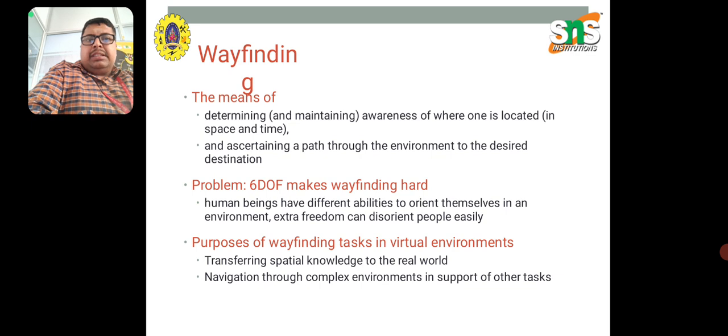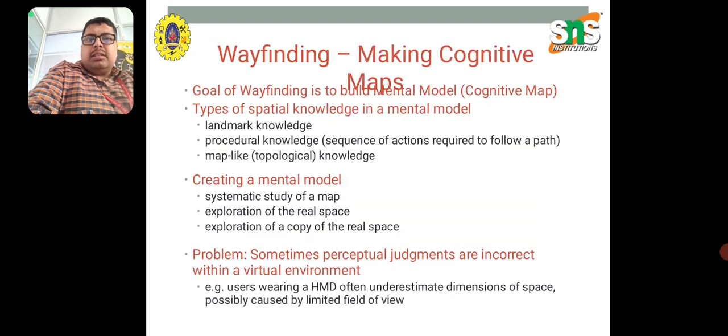This is wayfinding. Wayfinding means determining and maintaining awareness of where one is located and ascertaining a path through the environment to the desired destination. A problem is that this device makes wayfinding hard. Human beings have different abilities to orient themselves in an environment, and extra freedom can disorient people easily. Thus, the purpose of wayfinding in simulated virtual environments is transferring spatial knowledge to real knowledge, and supporting navigation in complex environments in support of other tasks. Wayfinding involves making cognitive maps.